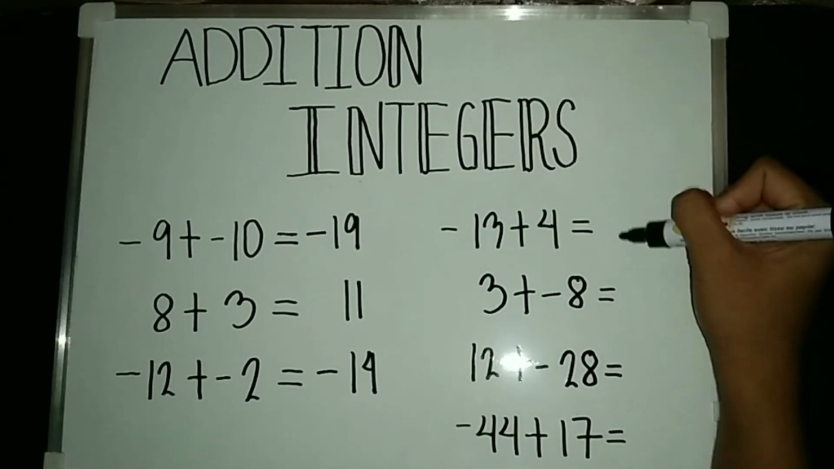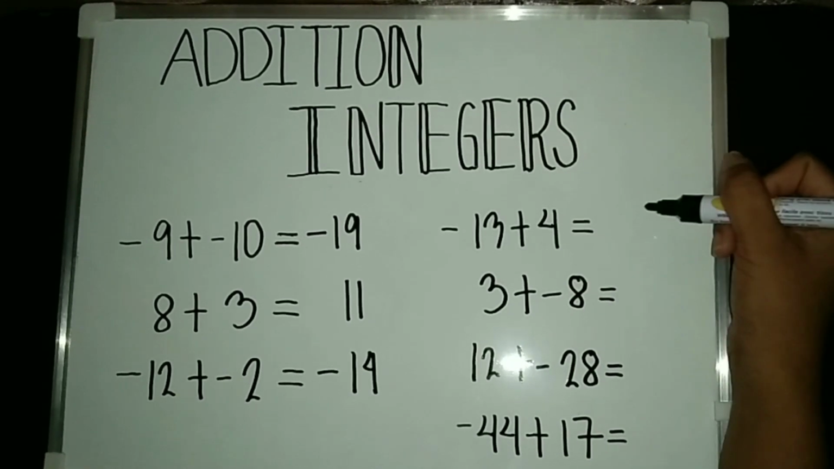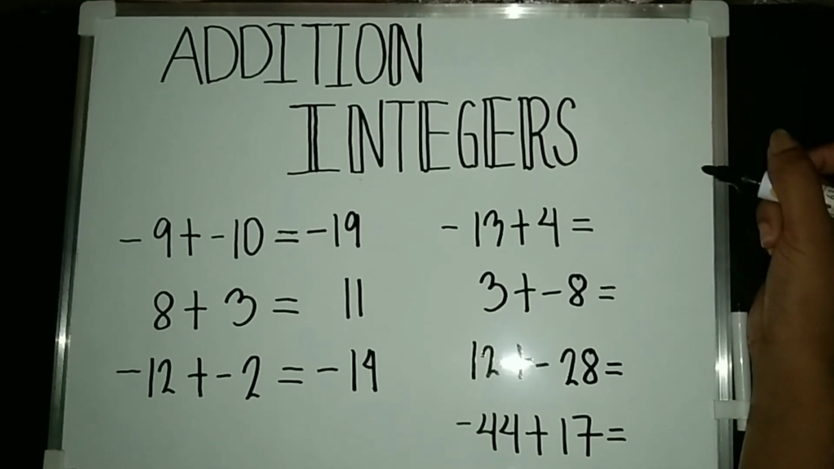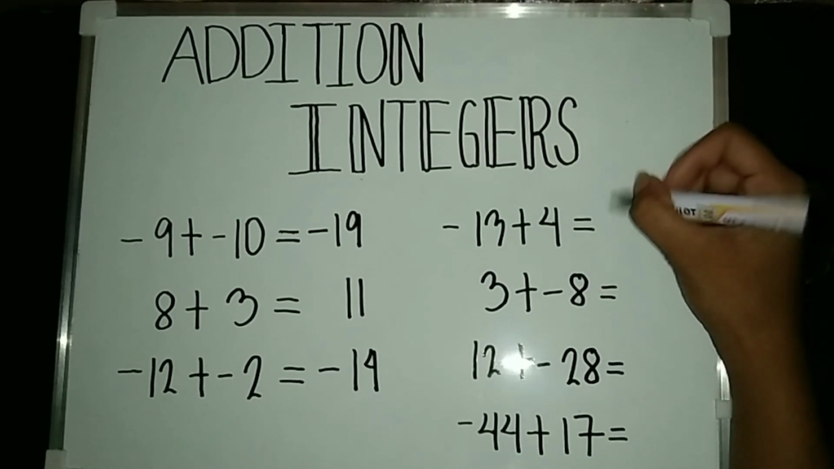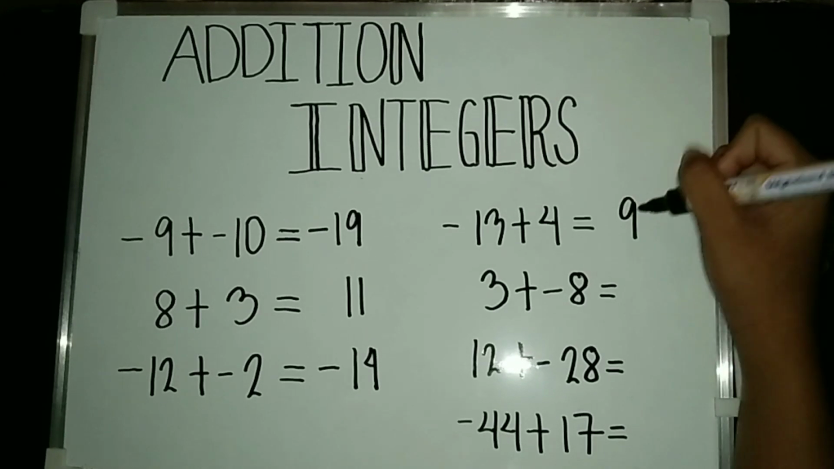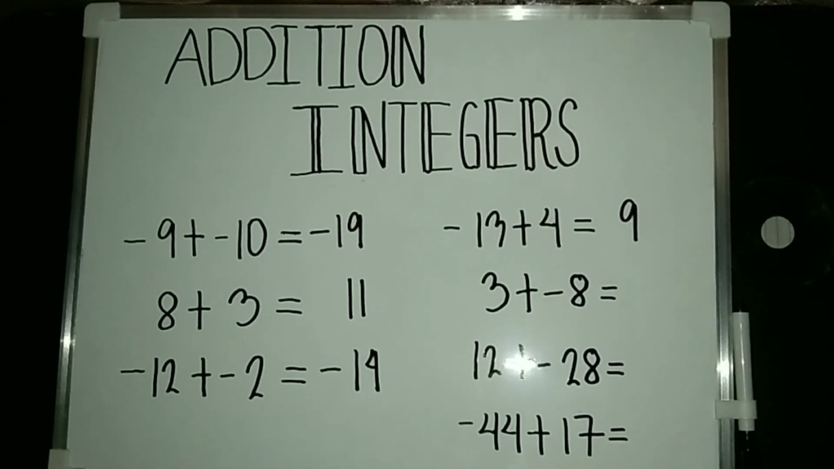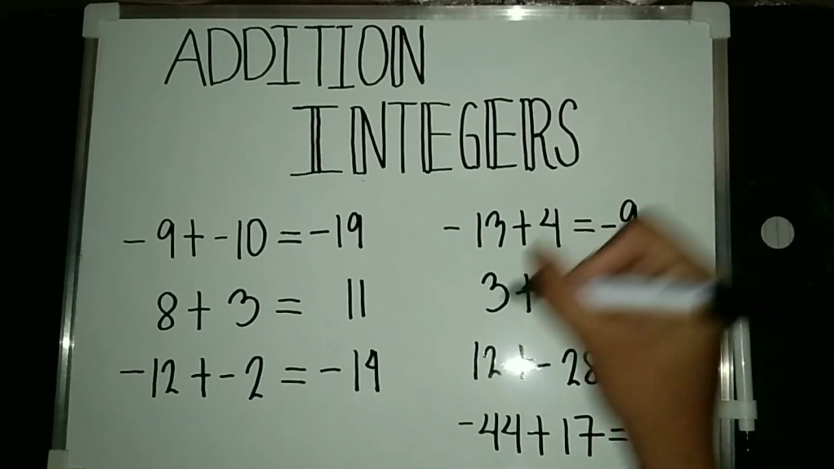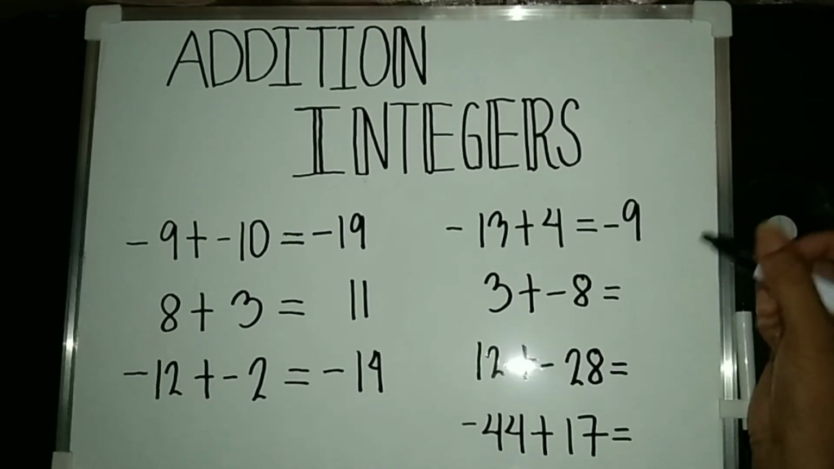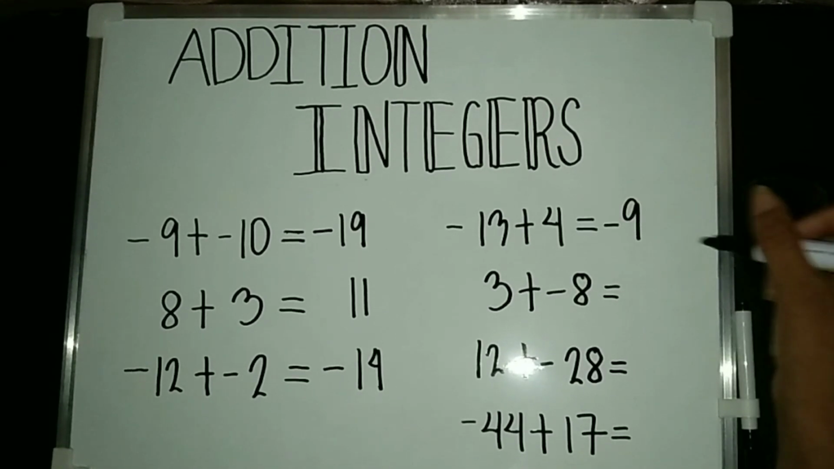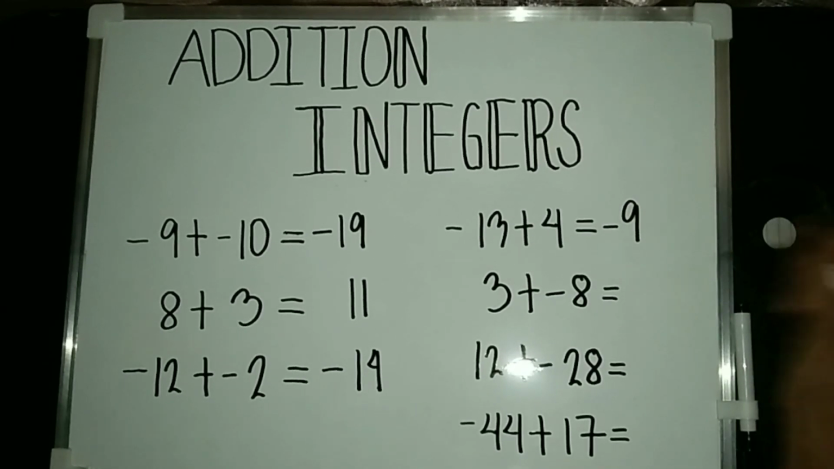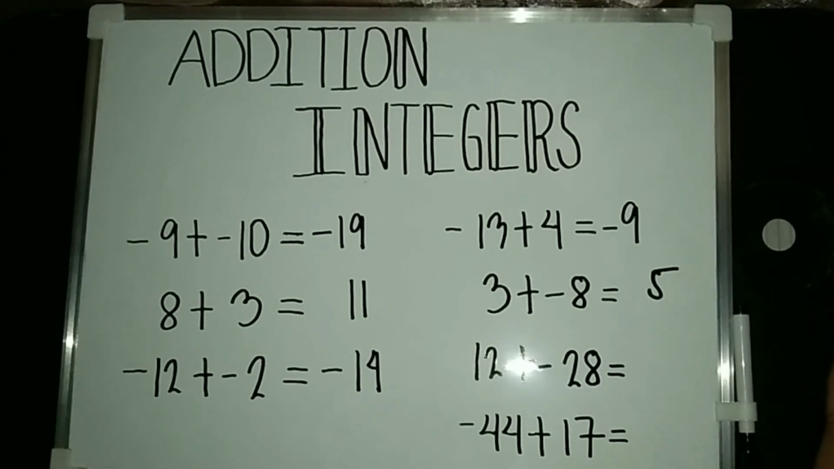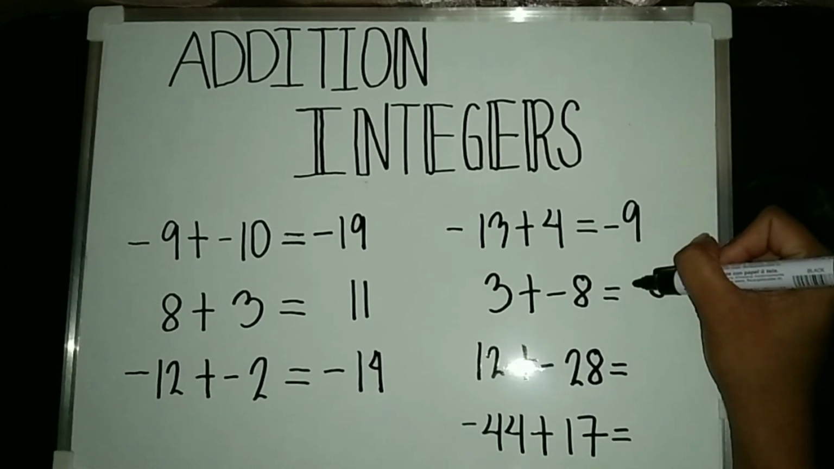Negative 13 plus 4. Since the two numbers have different signs, you are going to subtract. So 13 minus 4 is 9. So just copy the sign of the bigger absolute value, which is the negative. Then 3 plus negative 8, you are going also to subtract. So 8 minus 3 is 5, and then copy the sign of the bigger absolute value, which is the negative.